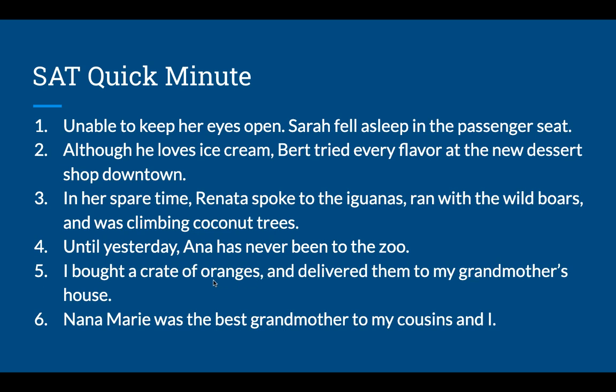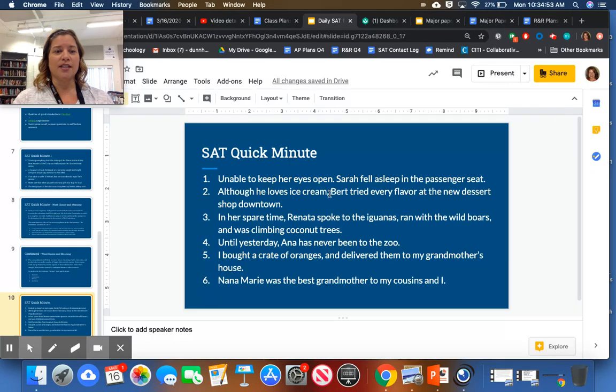Now, if we had 3 things that I did, I bought a crate of oranges, peeled and sliced them, and delivered them to my grandmother's house, then we would need commas. Bought a crate of oranges, comma, peeled and sliced them, comma, and delivered them to my grandmother's house. But when it's only 2 things, this comma is not necessary. Okay, so it's like this one up here with the commas, but in this case, there's only 2 things that are being linked, and therefore we don't need that comma. Okay, that's today's SAT Quick Minute.